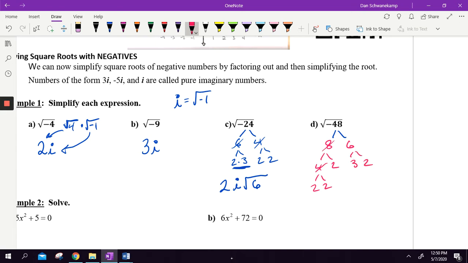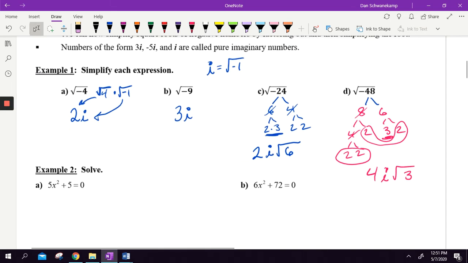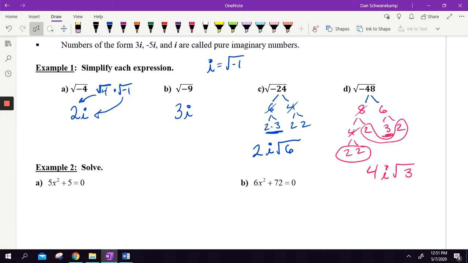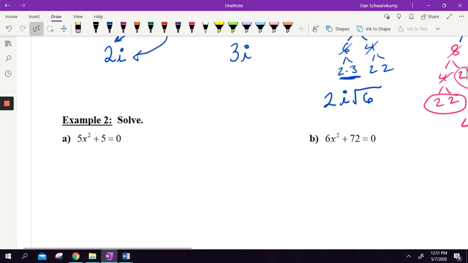6 breaks down into 3 and 2. I got a pair of 2's. I got another pair of 2's. So I got a 4 in front. This guy didn't have a buddy, so it's going to stay radical 3. But we took the square root of a negative, so we got to include the letter i in there as well. That is how you simplify radicals with a negative sign. Everything we did the same as before, just throw the letter i with it.